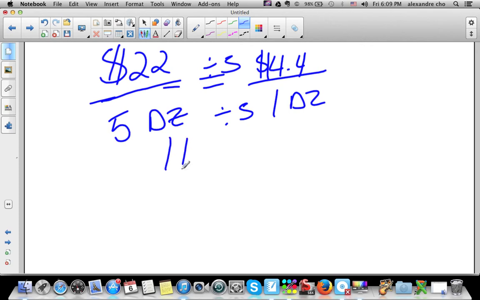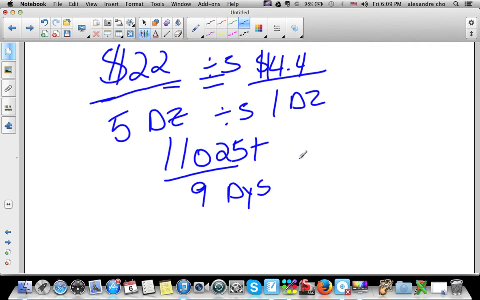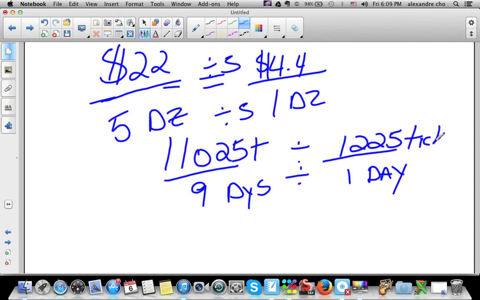Bottom one. It's 11,025 tickets in 9 days. Let's write T in days here. You want to know how many tickets you sold per day. So how many tickets did you sell in 1 day? This comes out to be 1,225 tickets sold in 1 day. Okay, those are easy.